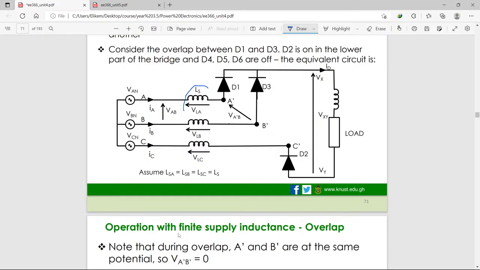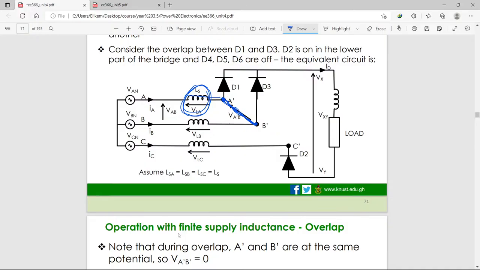So when there's overlap, it means that there's an inductor, right? You know that an inductor doesn't allow currents to change instantly. So when there is a changeover, the voltage at this point and at this point will be the same. So this point becomes like a short circuit here. You get it? So now I can move through this path here.